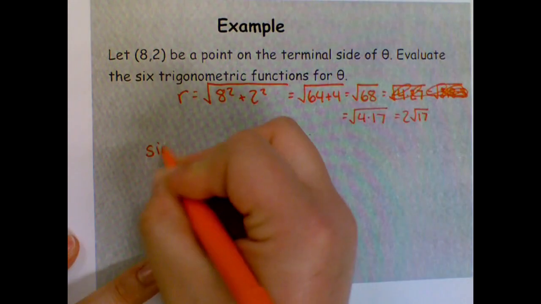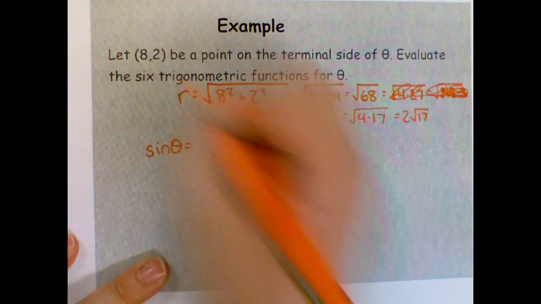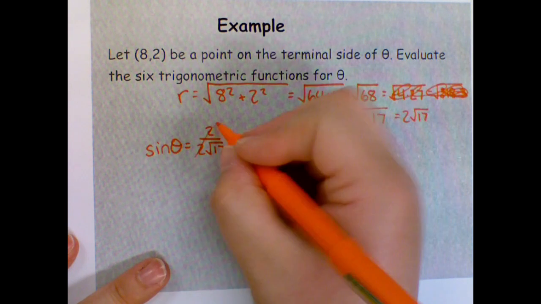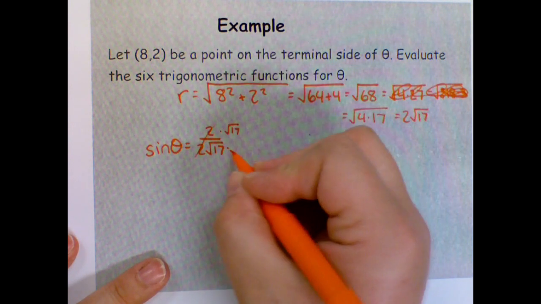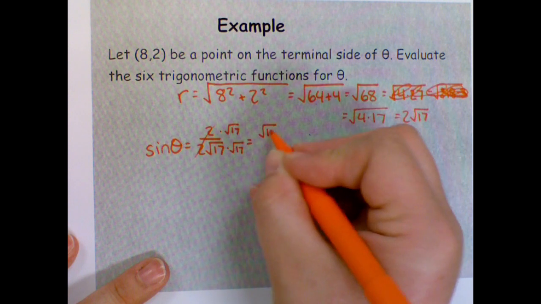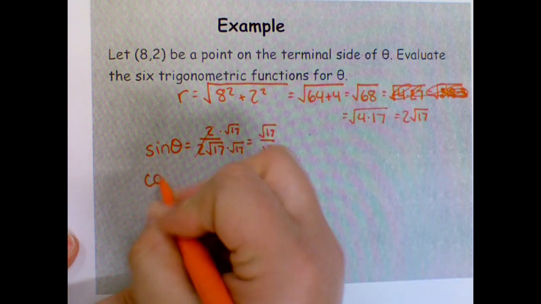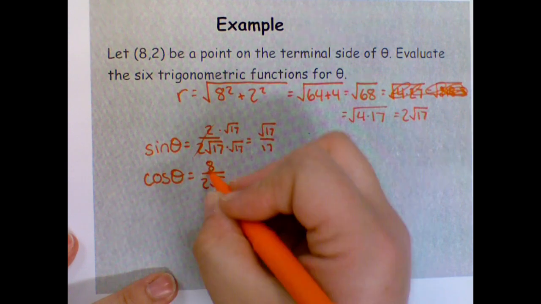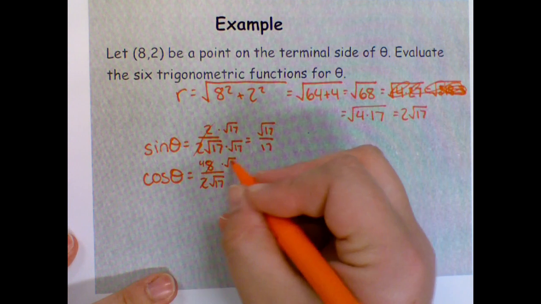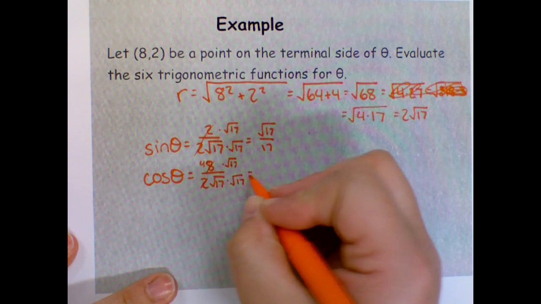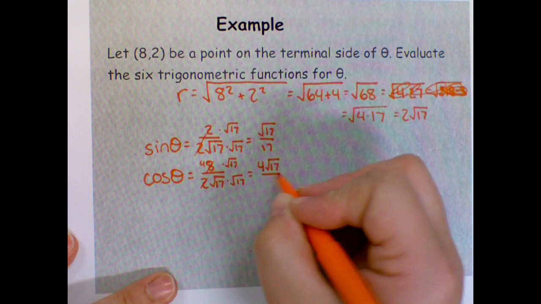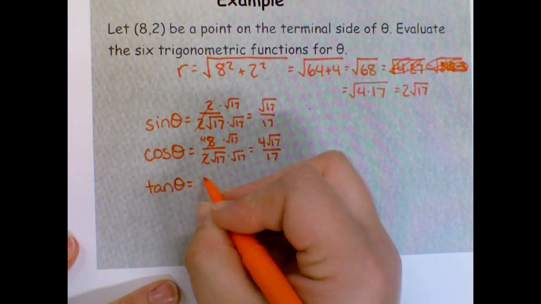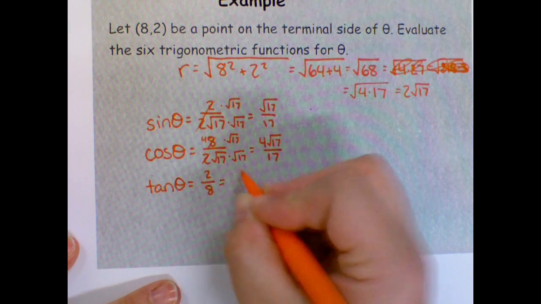So the sine of our angle theta is y over r, 2 over 2 square root 17. Those 2's cancel. We rationalize our denominator. We get the square root of 17 over 17. Cosine is x over r. These simplify down to a 4. Rationalize our denominator. 4 square root 17 over 17. Tangent is y over x, so 2 over 8, or 1/4.